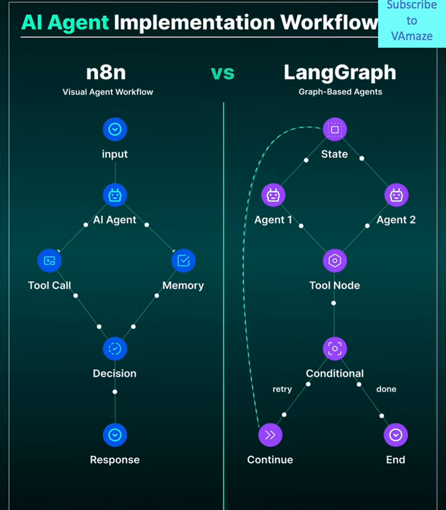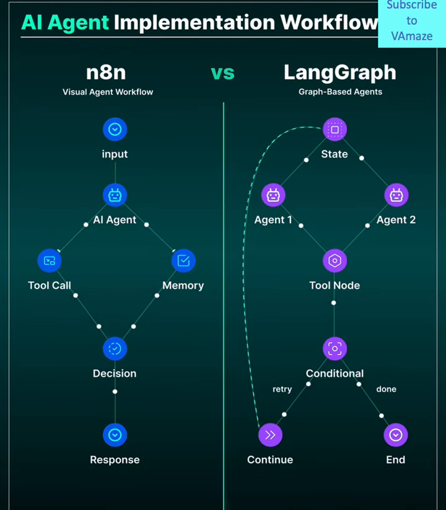One branch leads to a tool call node. This is where the agent can invoke an external service, anything from a database lookup to an API call or custom function. The other branch goes to memory, where the agent can either store new context or retrieve relevant past information. After both the tool call and memory lookup, or storage, are complete, execution converges on a decision node.